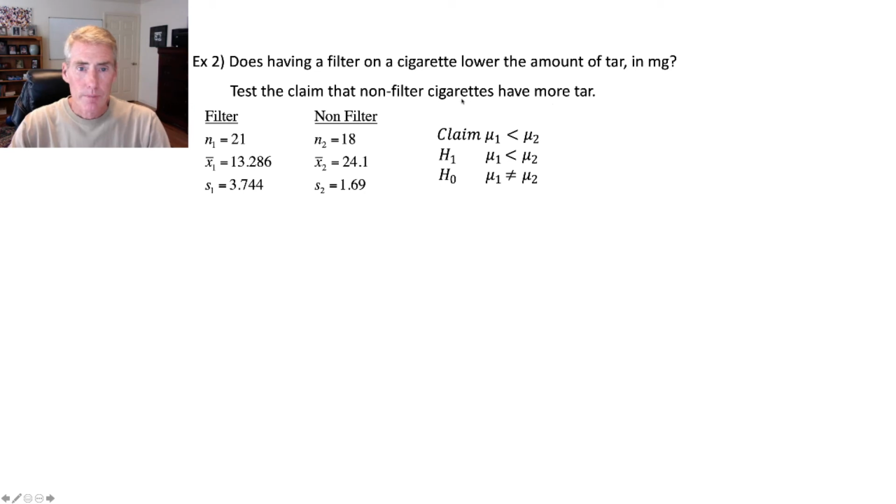Okay, this is important. Right here it said, test the claim that non-filtered, so that's these ones right here, have more tar than these. So is 24 more than 13? Yes. But these tests, and especially the TI calculator, is set up so that you put group number 1 first. So since this was given as group number 1, I'm going to have to change this wording, or I'm going to have to change the symbol to a less than. Because it's now saying, is 13 less than 24? So is group 1 less than group 2? Okay, that's set up right.